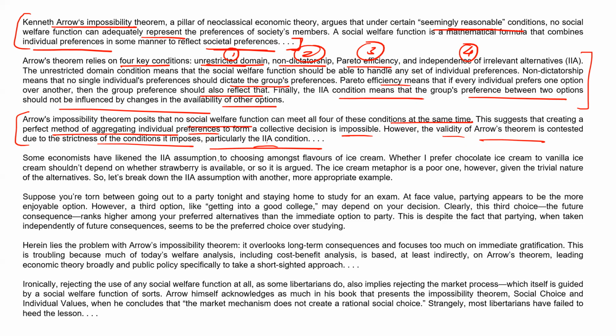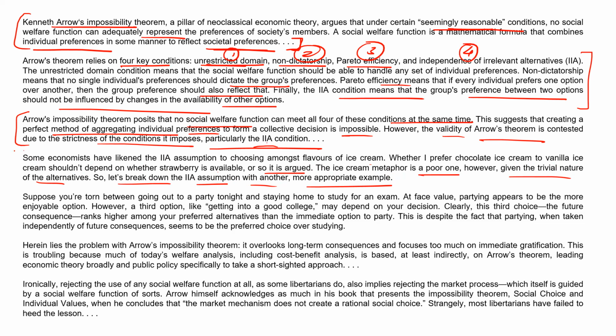Some economists have likened the IIA assumption to choosing amongst flavors of ice cream. Whether I prefer chocolate to vanilla should not depend upon whether strawberry is available, or so it is argued. The ice cream metaphor is a poor one, however, given the trivial nature of the alternatives. So let's break down the IIA assumption with another more appropriate example.